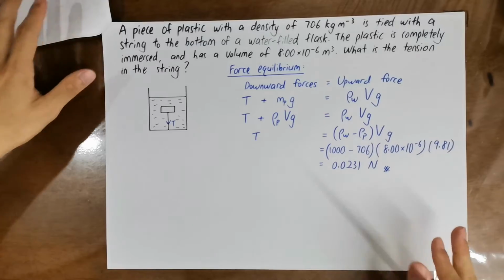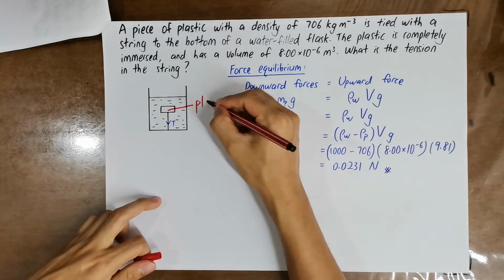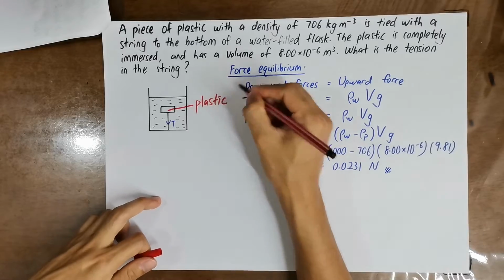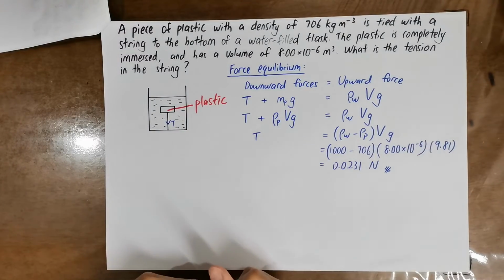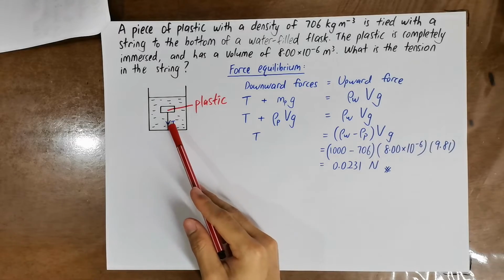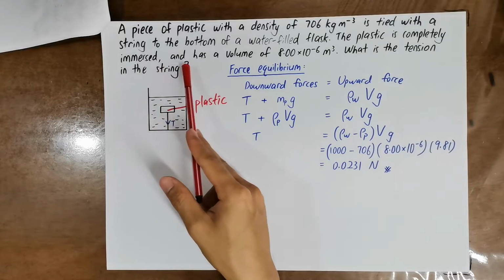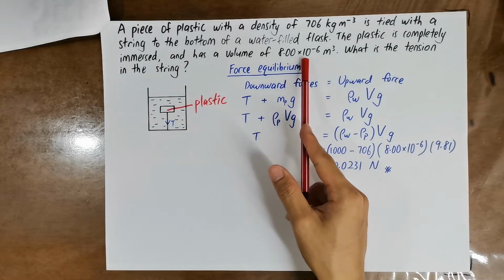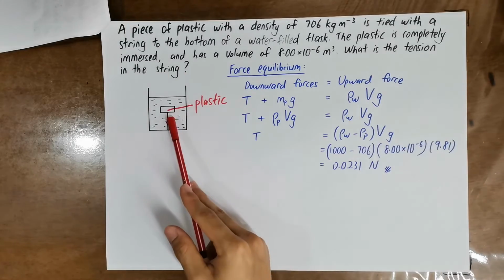Now, a piece of plastic with a density of 706 kilograms per meter cubed is tied with a string to the bottom of a water-filled flask. The plastic is completely immersed and has a volume of 8 times 10 to the power of negative 6 meter cubed. What is the tension in the string, please?